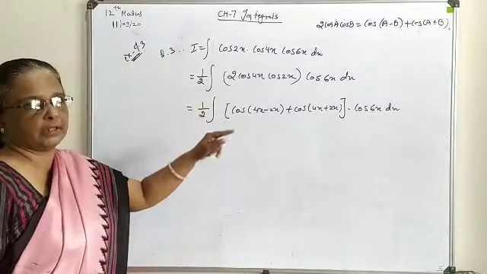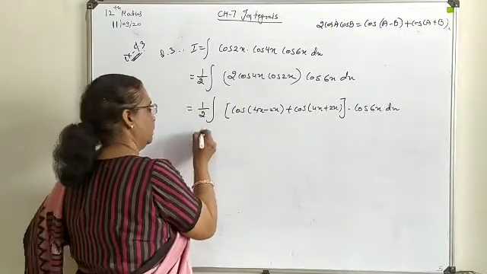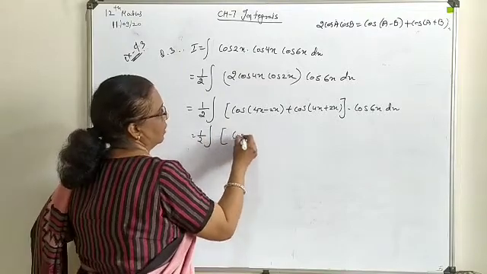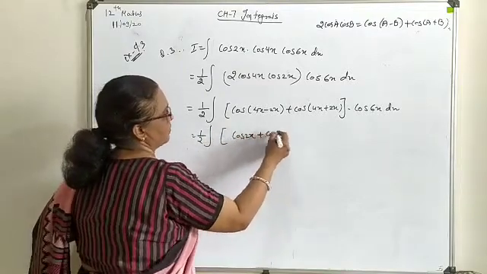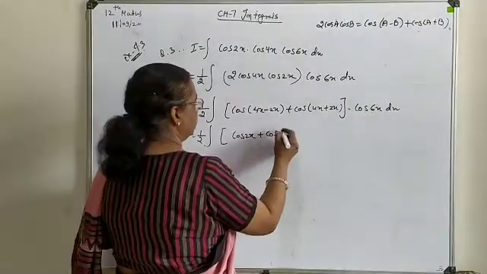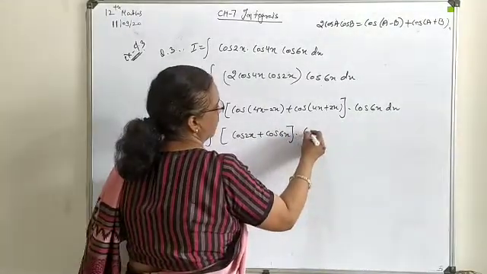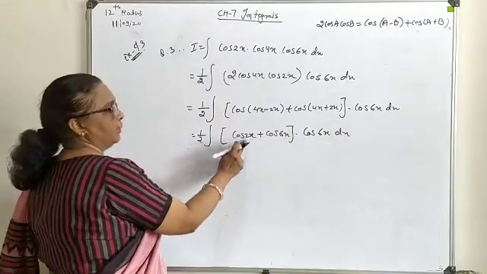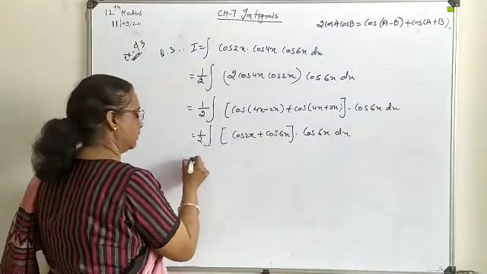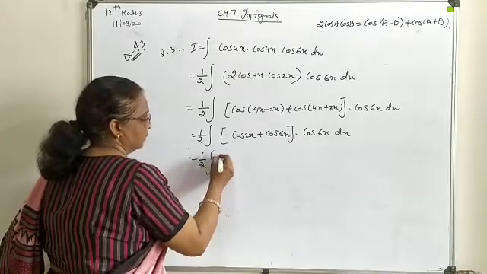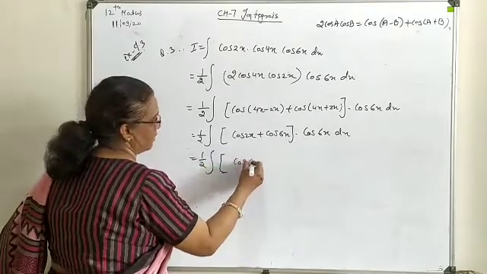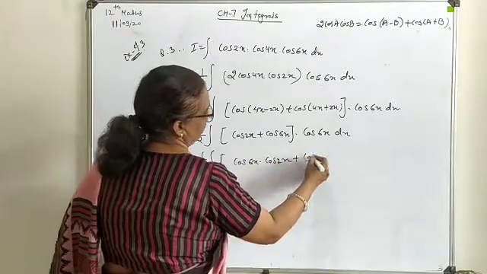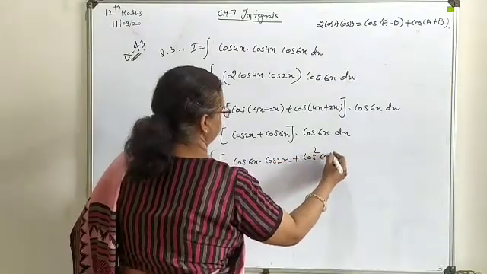Now subtract or add with the respective angles: cos of 2x plus cos of 6x. Outside it is cos of 6x. Now multiply each term by this outside term, with the 1 upon 2: cos of 6x into cos of 2x plus cos squared 6x.